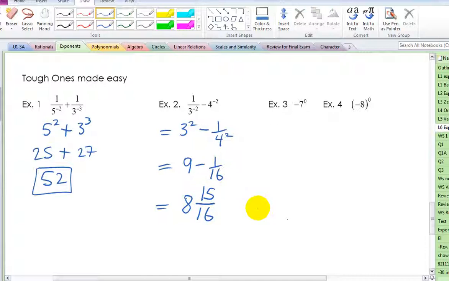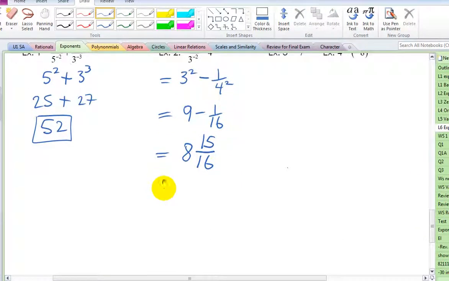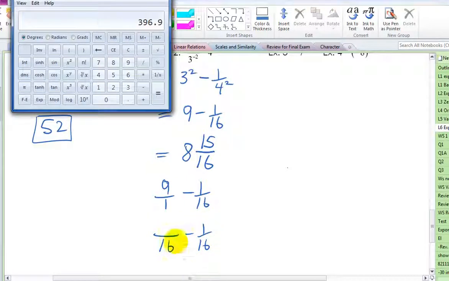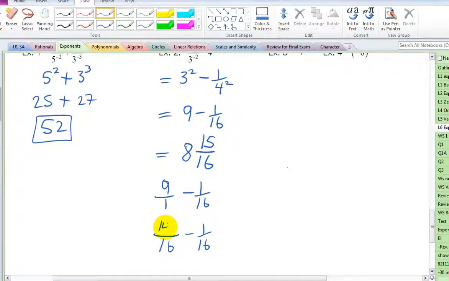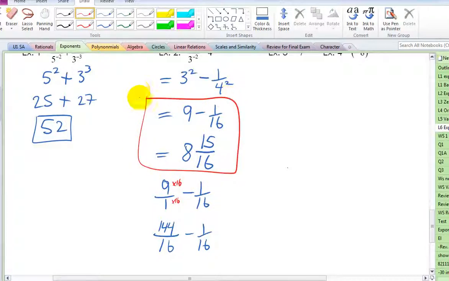Okay. So if you want to do that the long way, you'd have 9 over what as a fraction? Well, first of all, it's 9 over 1. And then you'd have to have a huge giant number over 16 minus 1 over 16. What's 9 times 16? 144. Okay. So a lot harder, but still solvable. Probably not with a calculator, though. And then you're going to have to reduce a lot as well. So knowing this is pretty powerful stuff.